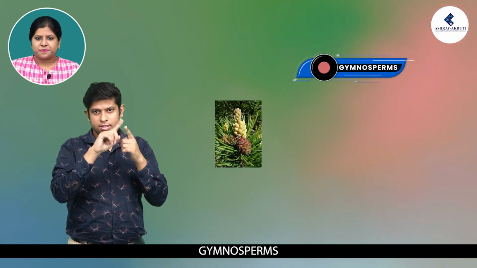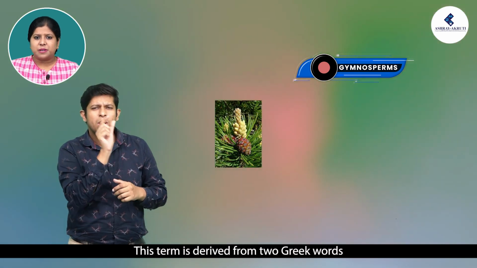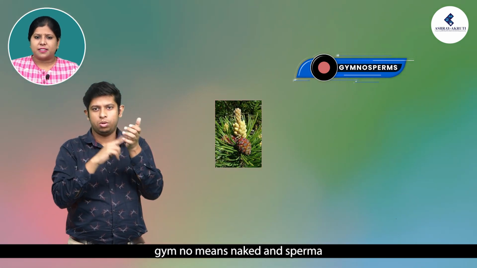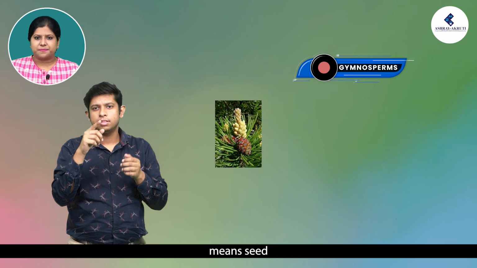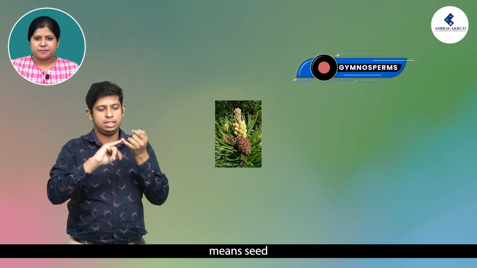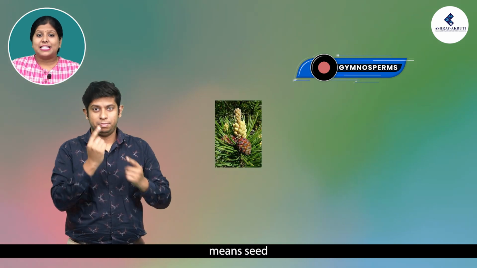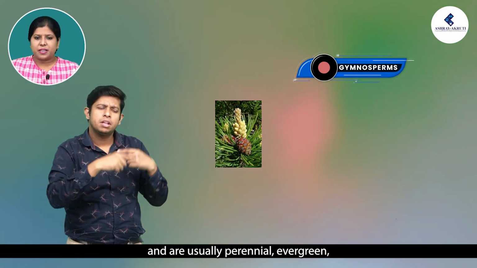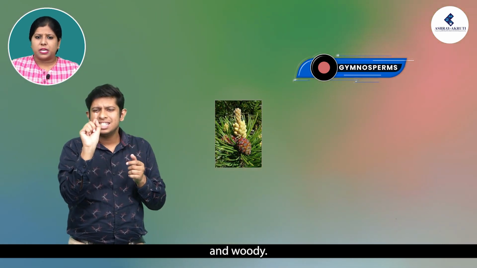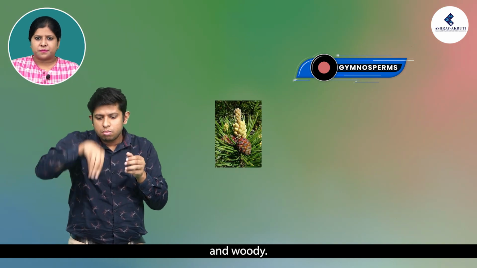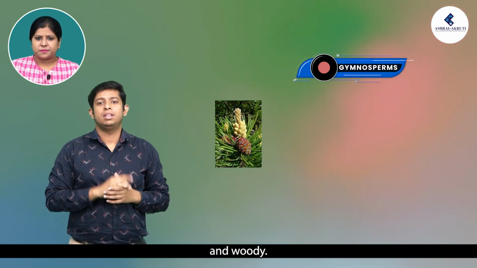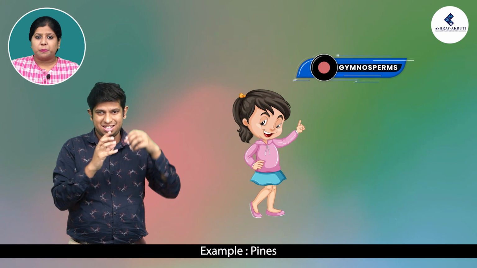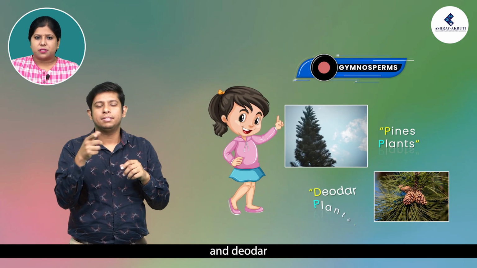Gymnosperms. This term is derived from 2 Greek words. Gymno means naked and sperma means seed. The plants of this group bear naked seeds and are usually perennial, evergreen and woody. Examples: pines and deodar.